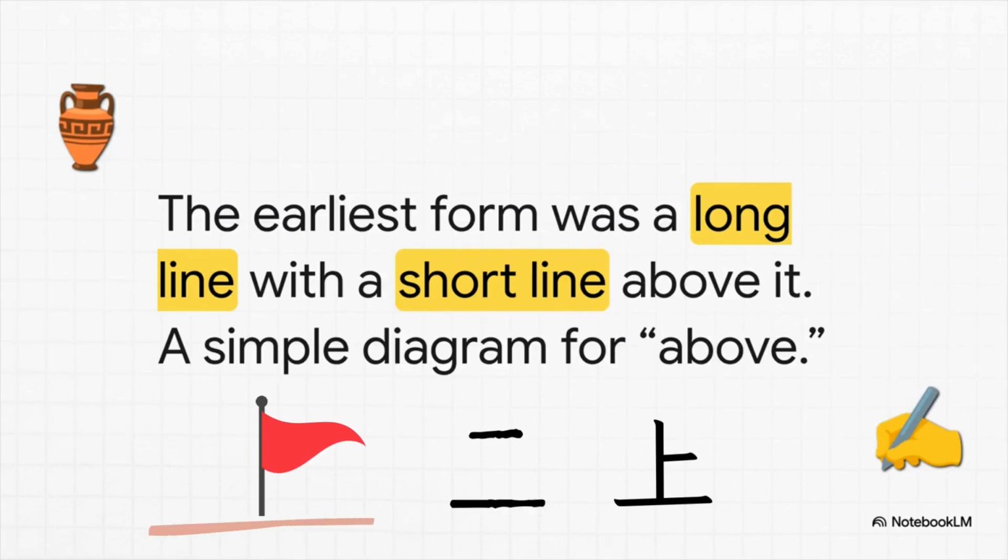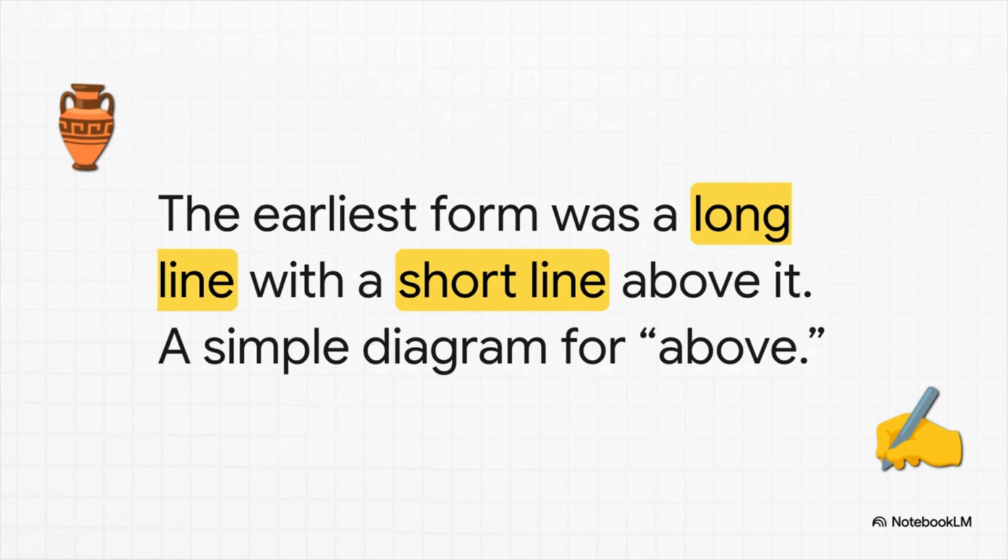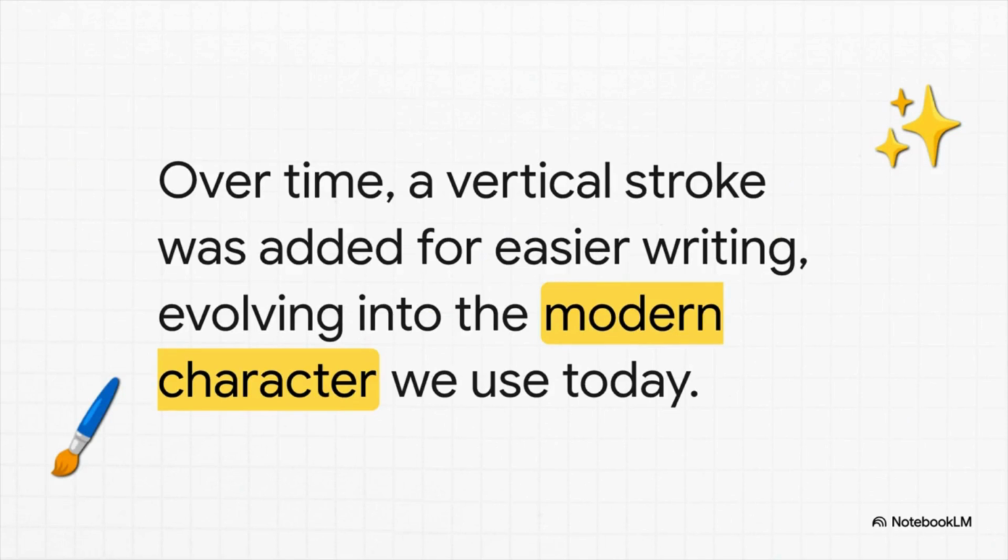And if you go way back and look at the earliest versions found on oracle bones, that's literally all it was, one long line with a short one right above it. It's so direct, so logical, a perfect little diagram for the idea of above. Now, over thousands of years, a vertical stroke was added, mostly to make it easier to write with a brush. And that's how we got the modern character, shang. But even now, you can still totally see that original logic, the baseline and the little marker pointing up.